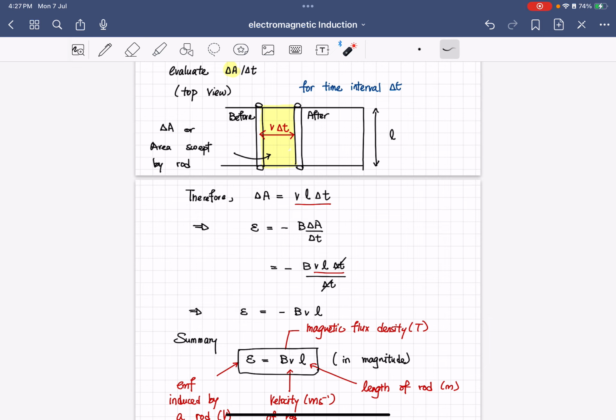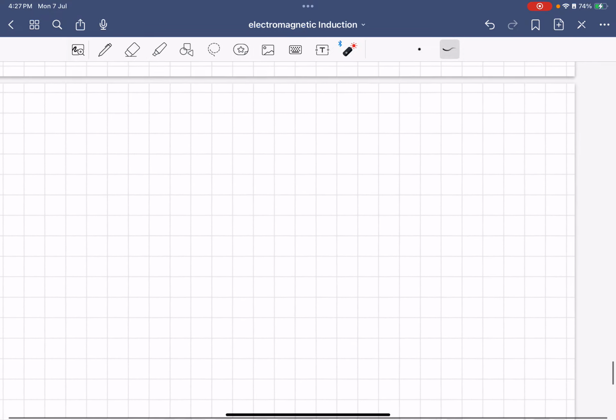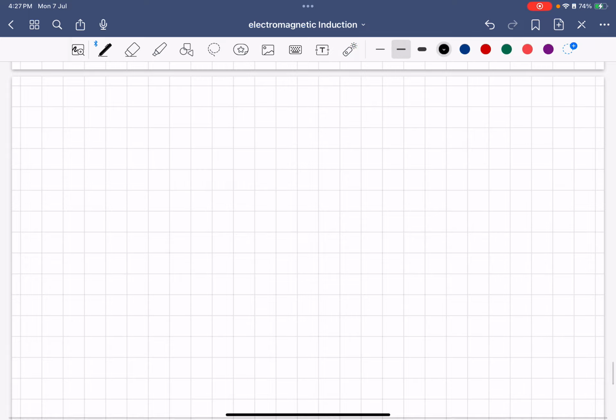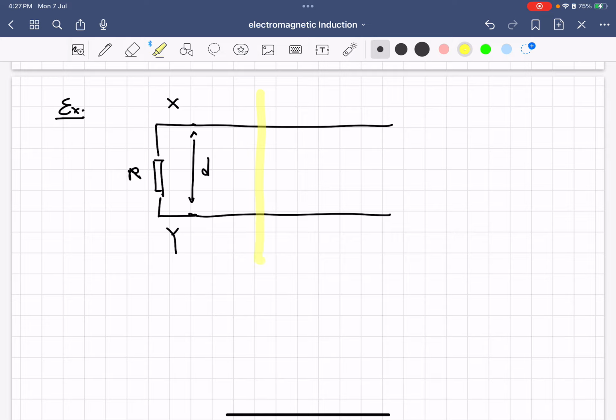Now, let me see. I think I gave this question to you in the handout. Yeah. So for example, you're given a resistor R, and X and Y are the two directions, and this is of length D. And then in this situation, in the D region, you have a uniform magnetic field which is pointing into the page.